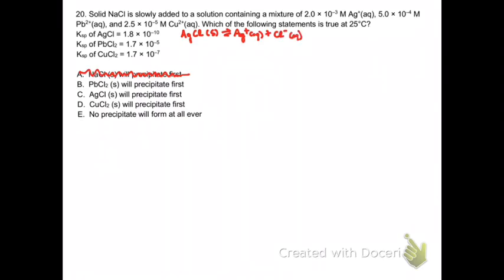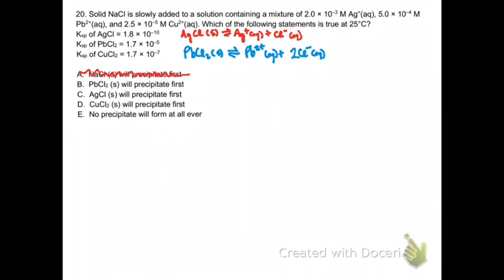Okay. For PbCl2, it's going to look a little different, isn't it? So for PbCl2, it's going to dissociate into lead, Pb2 plus, and 2 chlorides, 2 Cl minuses. Okay, so I wanted to write out these reactions because whenever you have a KSP, it's important to write out the reactions. But this is going to change our equilibrium expressions.